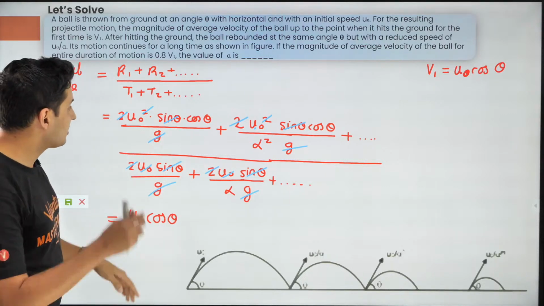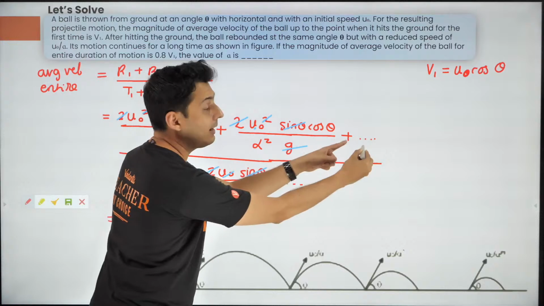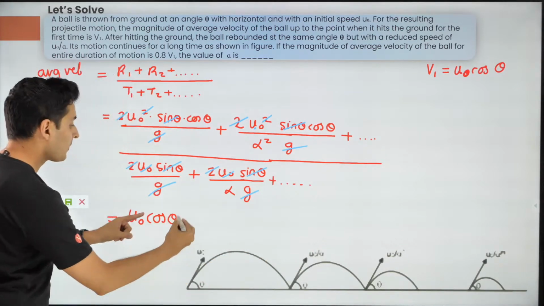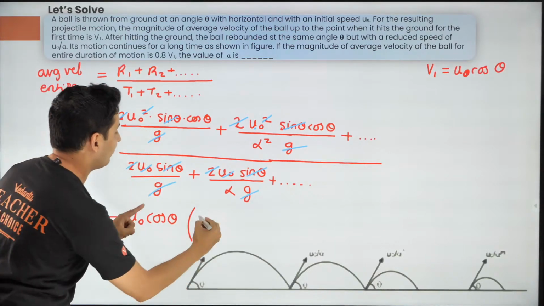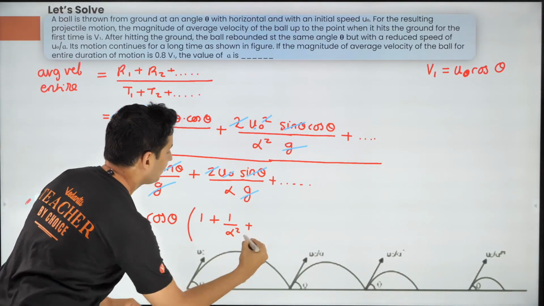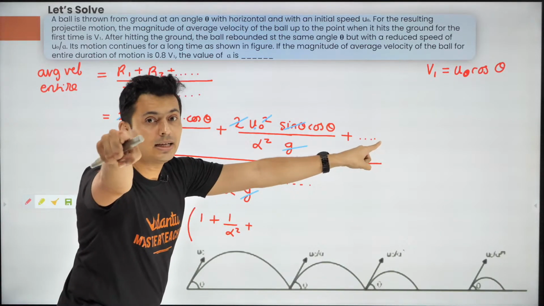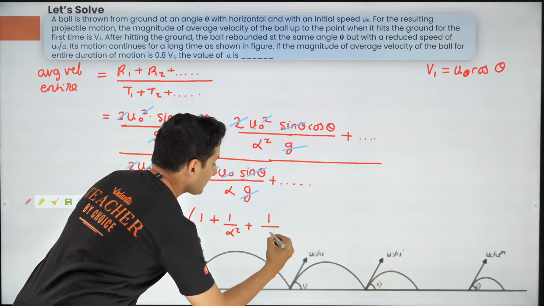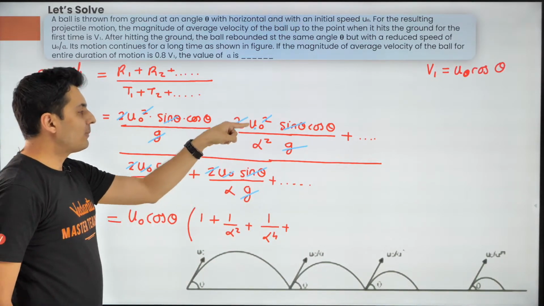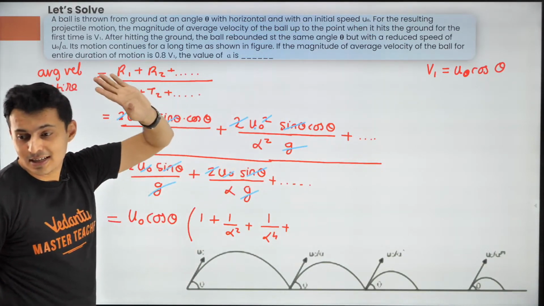No, we cannot cancel. Oh, can we cancel alpha? No, not yet. Because remember, the next term will have alpha cube, alpha raised to 4, and so on and so forth. So that's why you cannot cancel alpha yet. On the top, what are you going to have? 1 plus 1 by alpha square. That's the second term. Next term, believe me, it will have 1 by alpha raised to 4. Why alpha raised to 4? Because this is 1 by alpha square. Next term will be 1 by alpha raised to 4. Next term will be 1 by alpha raised to 6. I hope this is clear.